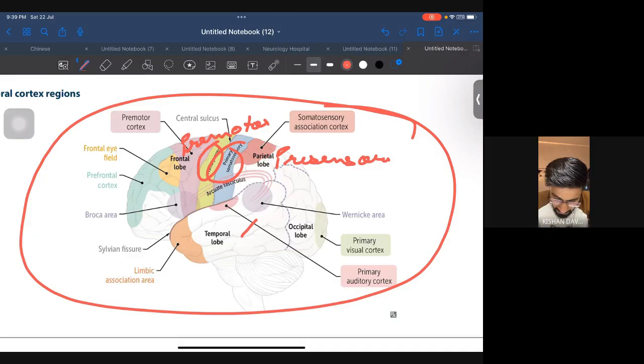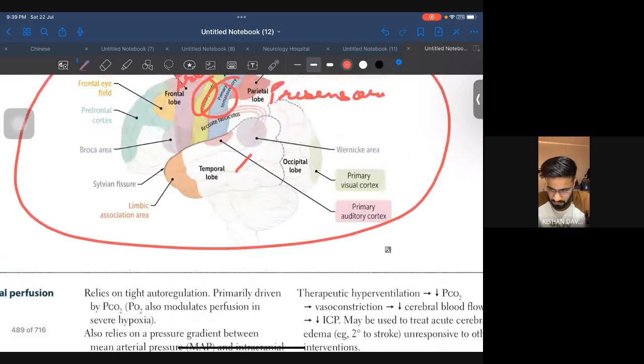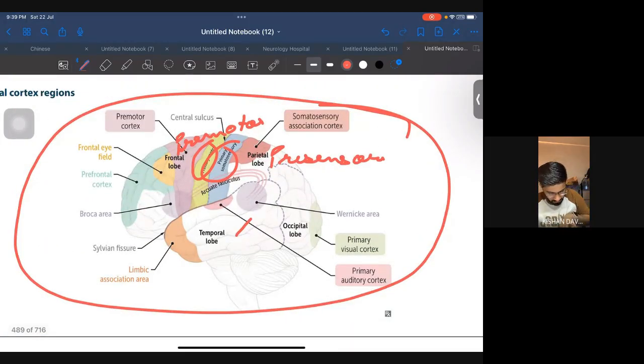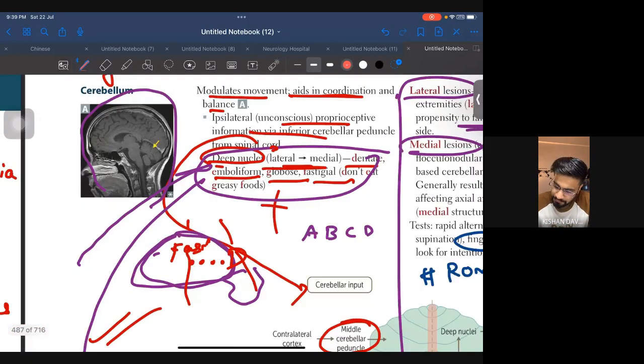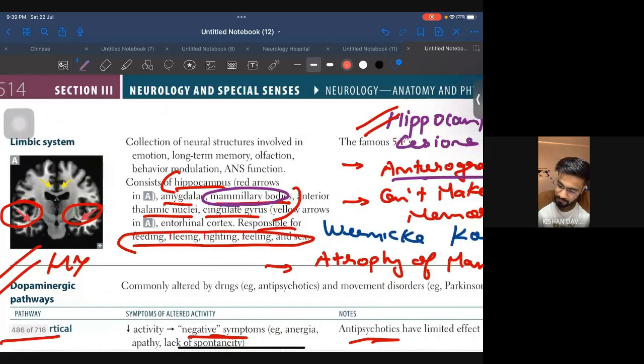Now, one important thing that is not given here, I'll write it down for you. Premotor is given, frontal eye field is given, prefrontal is given. Just give me a minute, I'll write down what is not given. Okay, right, I forgot one thing. When we were doing the limbic system, here we studied about the amygdala also, right?